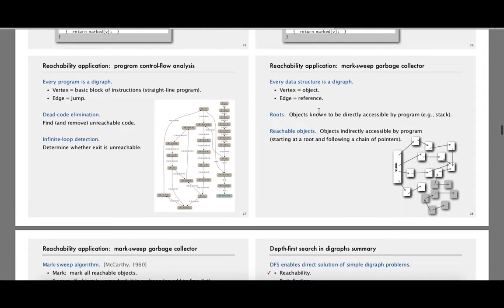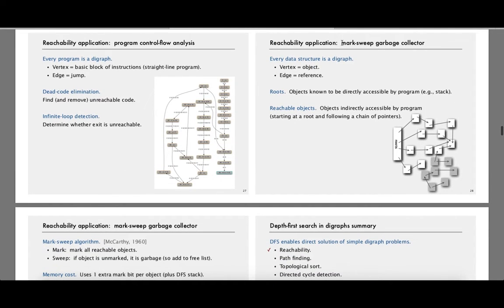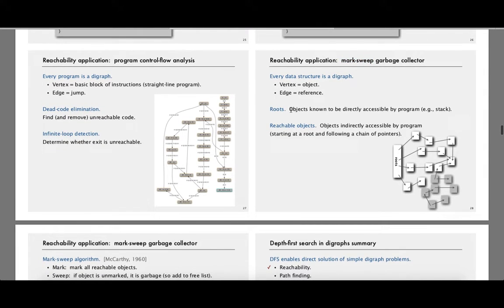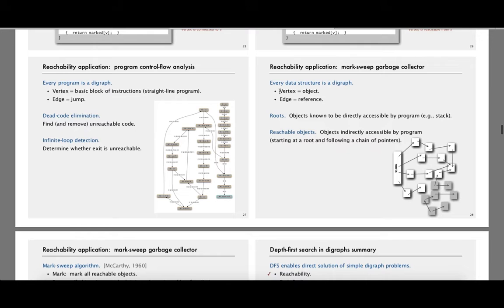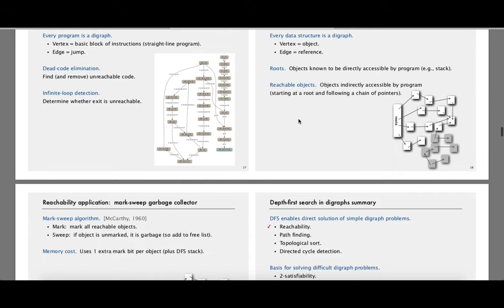Here for garbage collection we have lots of algorithms. One of them is mark-sweep. So here we find accessible objects, and here a vertex is an object and an edge is a reference, and we find reachable objects, of course.